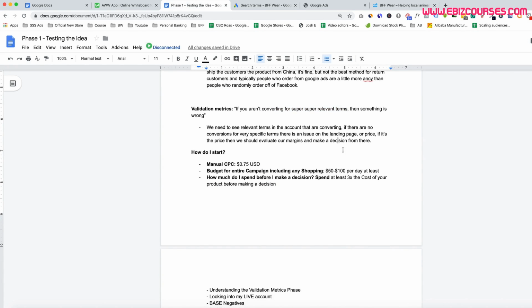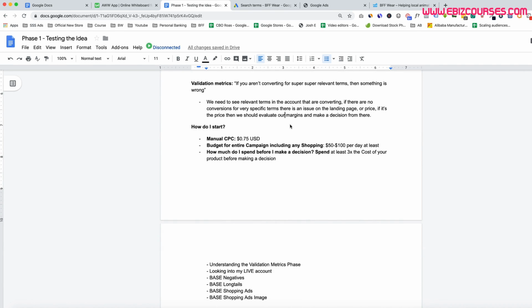Well, it's either one of two things. Either there's a big issue on the landing page that is a huge red flag, or it's the price. And in that case, you're going to have to reevaluate and either lower your price or look at your margins and see if it makes sense to you. This is up to you, and you're just going to have to make a decision. I like to at least have 50% margins because I can always negotiate with the supplier, but this is up to you, and I'm giving you the overview.